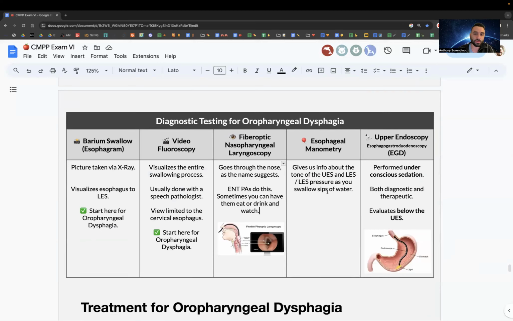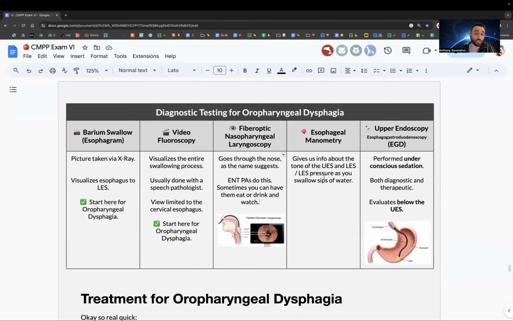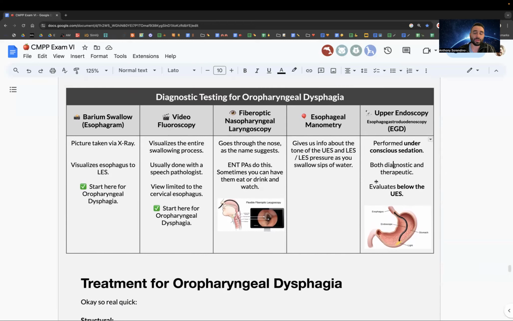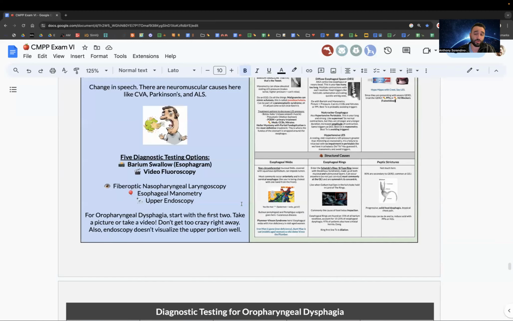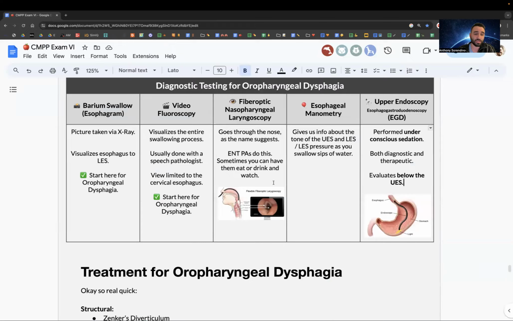Esophageal manometry, this is going to give you info about the tone of the UES and LES. All right, or an upper endoscopy, which actually you need to do under conscious sedation. So it's definitely a little bit more invasive, but it's also going to look at, this is important, below the UES. So you really need to think about, well, where is this issue coming from? Right now, we are up above because we're talking about oropharyngeal. So upper endoscopy is not going to help at all.